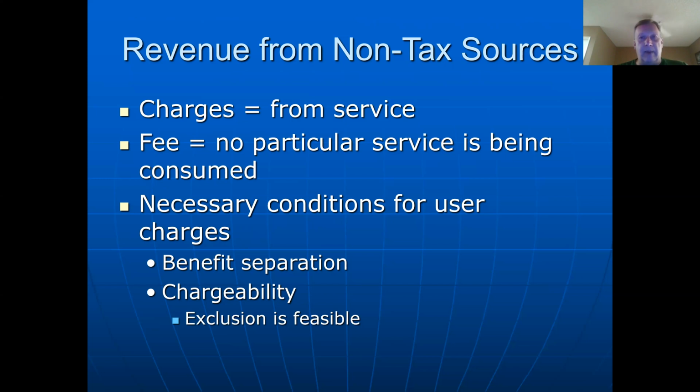User charges have become very popular, as well as user fees, for local governments. But the problem with a user charge is that it must be linked to a service that has some private sector components to it. Thinking back to our previous discussion of different types of goods: private goods, toll goods, common pool goods, and public goods, you really have to have some elements of a private good, such as benefit separation and chargeability. If you can't separate out the benefits that people are getting from consuming this service or good, you're not able to charge them for the amount of benefit that they are getting. It's going to be very difficult to use a user charge.